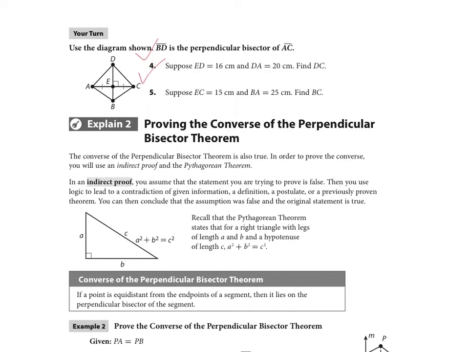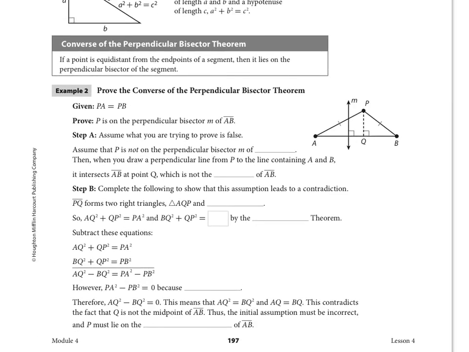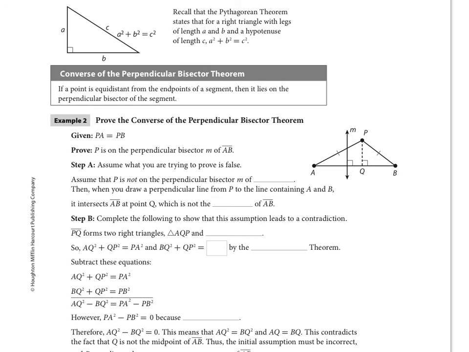The next part of this section 4.4, in Explain 2, talks about the converse of the perpendicular bisector theorem. So the converse simply says that if a point is equidistant from the endpoints of a segment, then it lies on the perpendicular bisector. So remember, converse, like we said, is just reversing the logic. On the previous page, we had a theorem that said if a point's on the line, then it's equidistant.